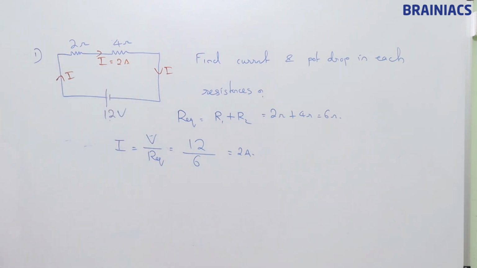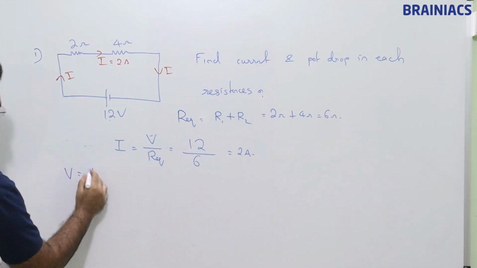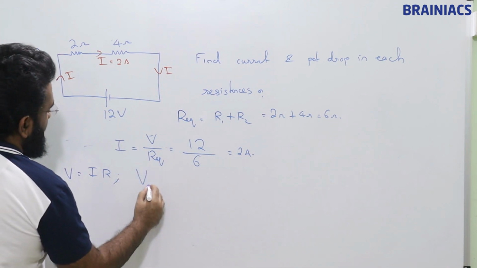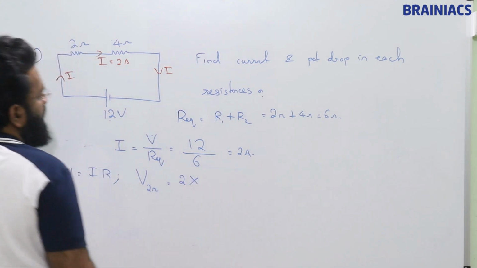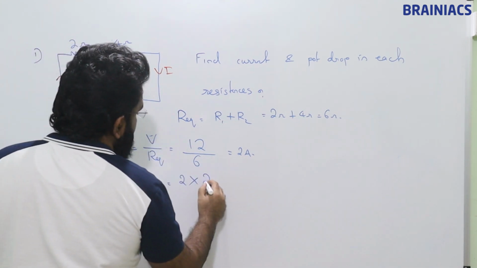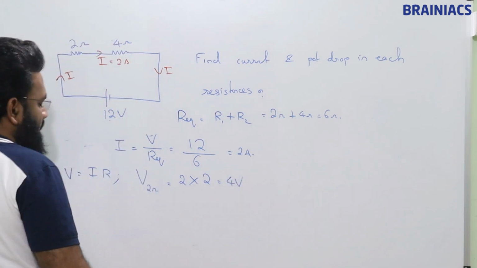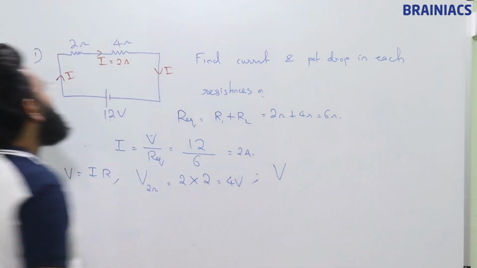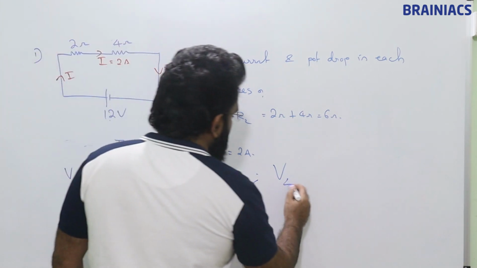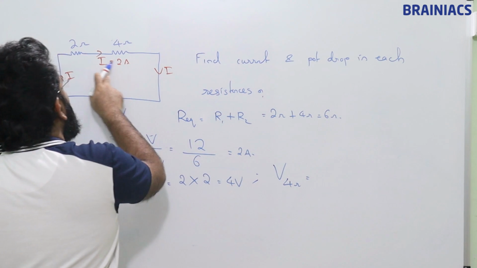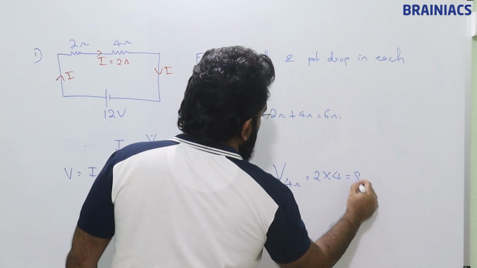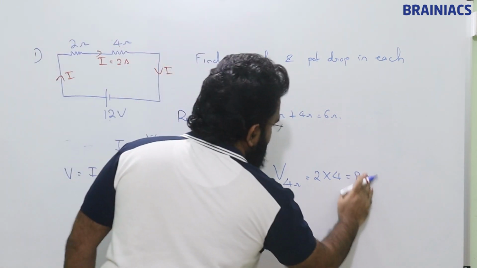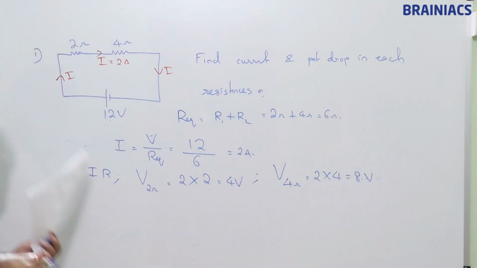What about the voltage across 2 ohm? V is equal to I into R. So V across 2 ohm is equal to current 2 and resistance 2, so this is going to be 4 volt. Same way, voltage across 4 ohm is nothing but the current flowing through the resistance, 2, into the resistance, 4. So this is going to be 8 volt.